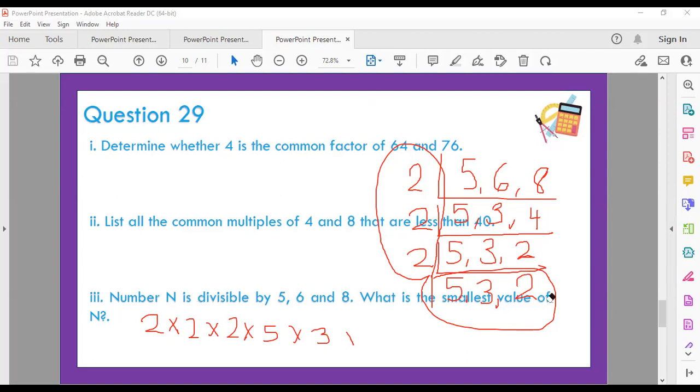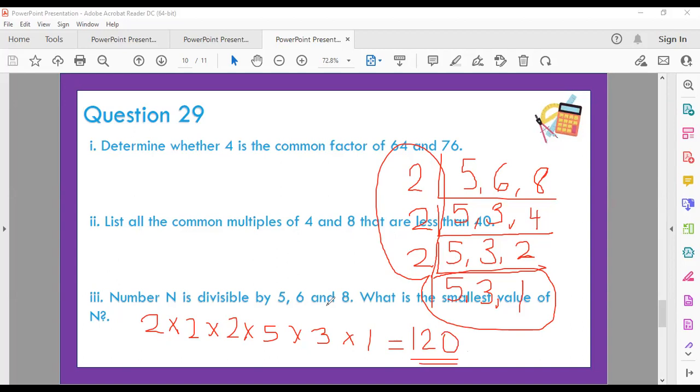Okay, sorry. There's an error here. This is 1, because 2 divided by 2 is 1. So 5 times 3 times 1. That's it. So there are 2 times 2 times 2 times 5 times 3. How much is it? You will press on your calculator and you will get 120 as your answer.